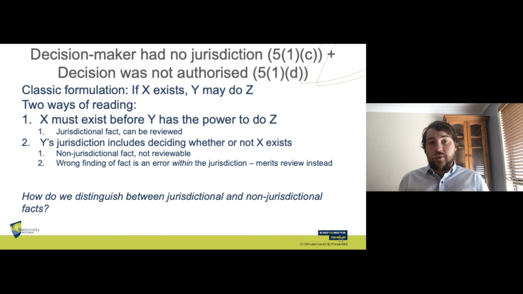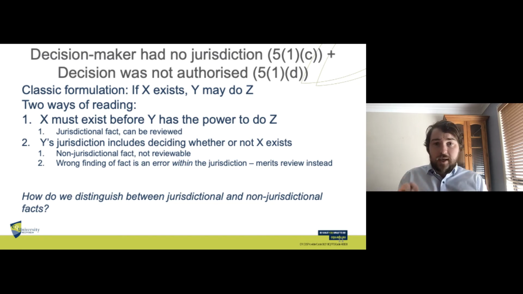The second way in which a decision might not be authorised is where the decision maker has no jurisdiction. This is not the case. When we think about jurisdiction, we typically think about, was it Commonwealth or state? Within state, was it Queensland, New South Wales, things like that? And that's not really what this is referring to. This is referring to jurisdiction in terms of, is this an area over which the decision maker has authority to decide something?